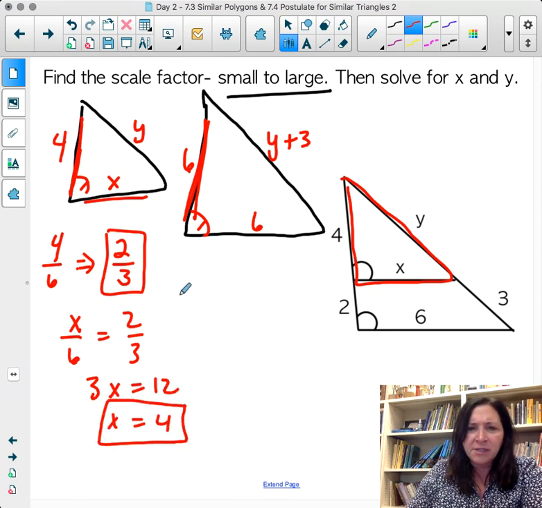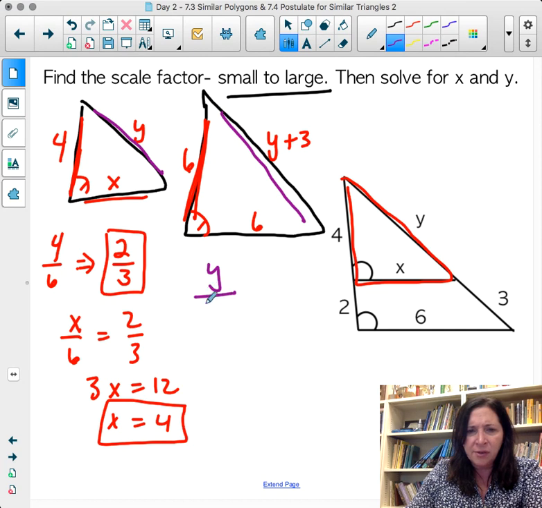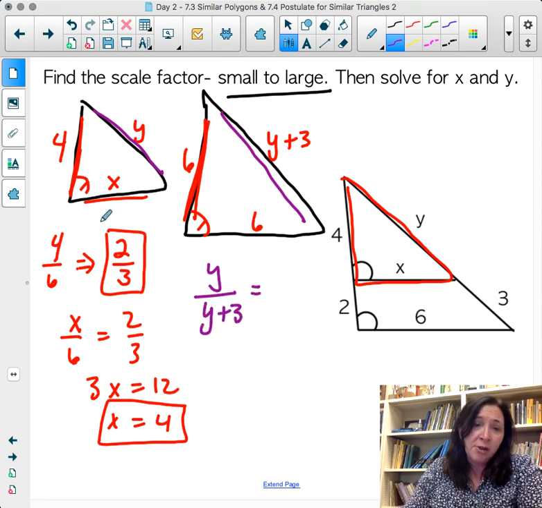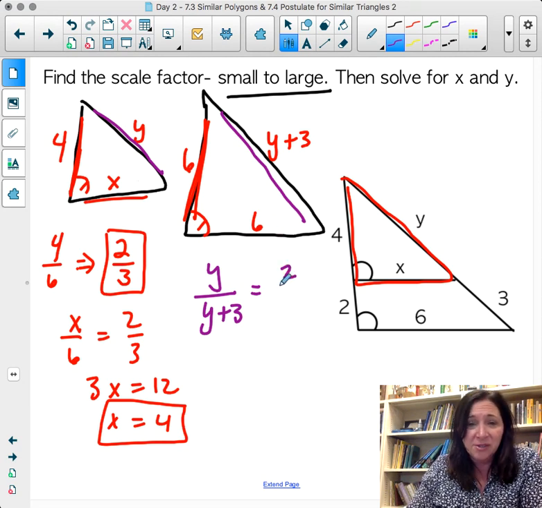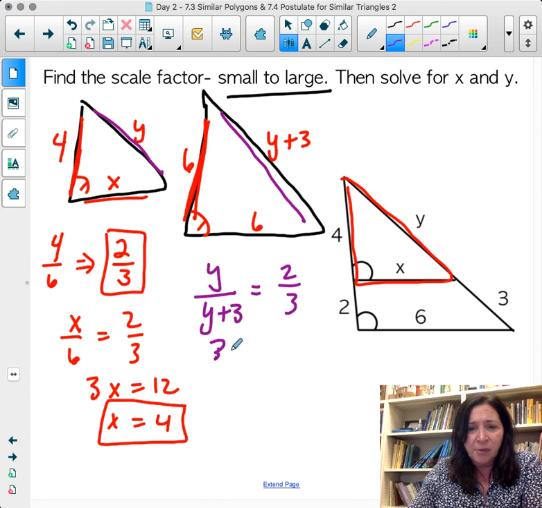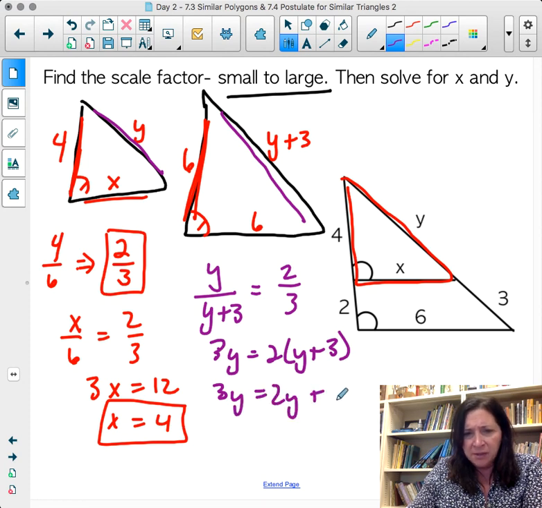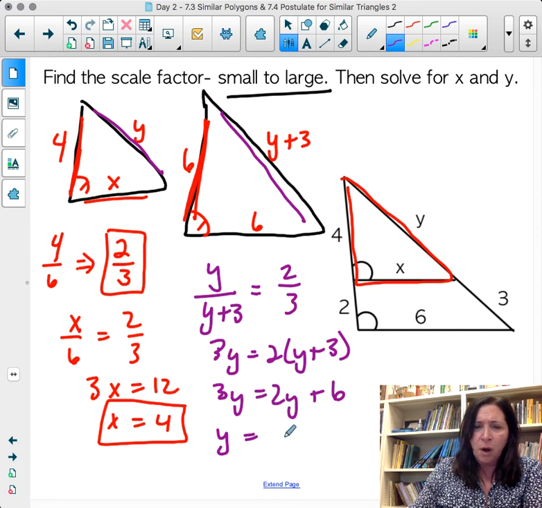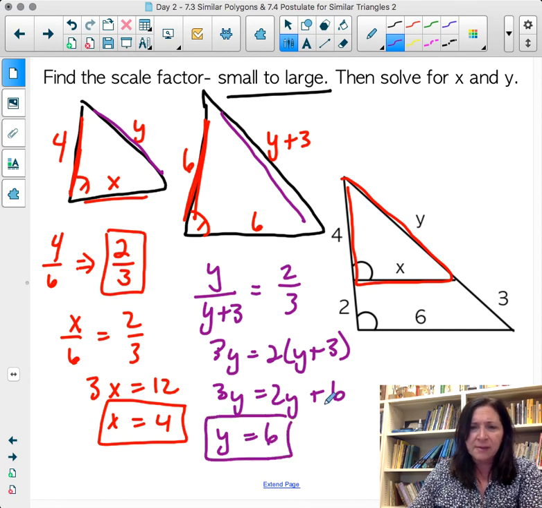To find y, I am going to go y is to y plus 3. And that's going to equal, now I could go x is to 6, which is 4 is to 6, which we already know, which is 2 is to 3. Cross multiply, I get 3y is equal to 2 times y plus 3. I get 3y is equal to 2y plus 6. And I'm going to subtract 2y, so y is equal to 6.